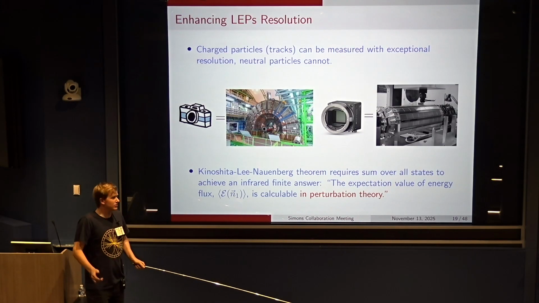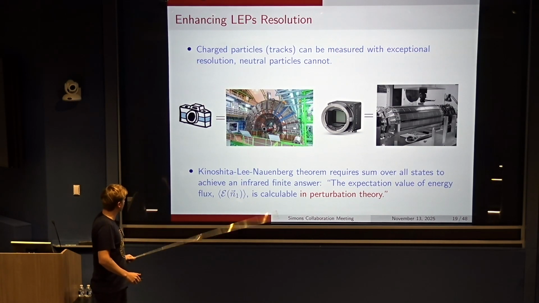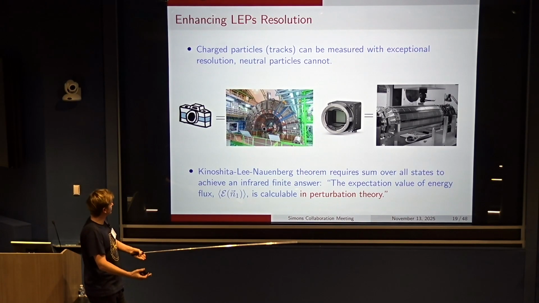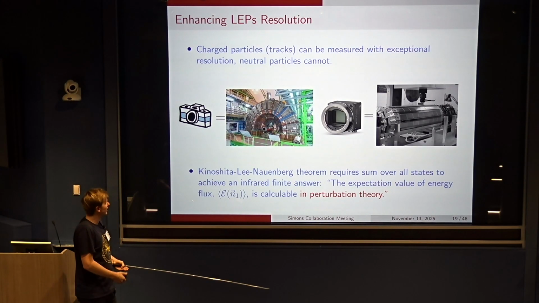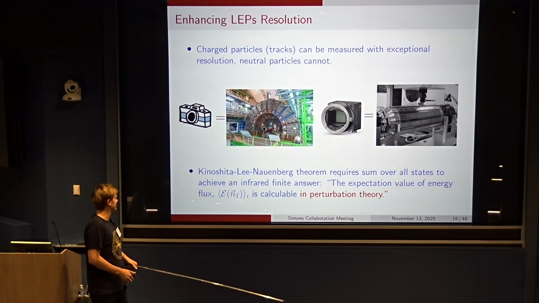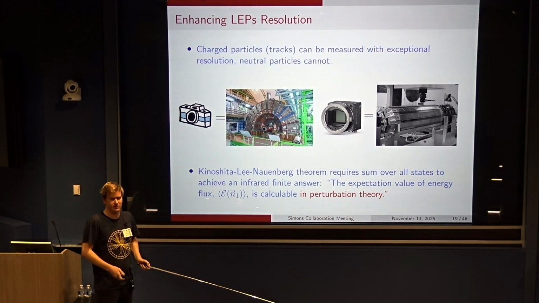In all these old calculations, and in particular the statement of George Sterman, which I cited before, you require that you sum over both the charged and the neutral particles. This is because of the KLN theorem, which requires that you sum over all states to achieve an infrared finite answer, which is computable in perturbation theory.